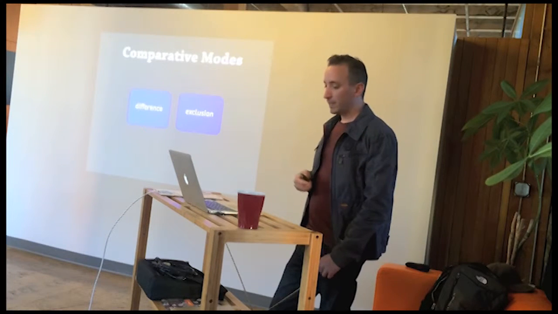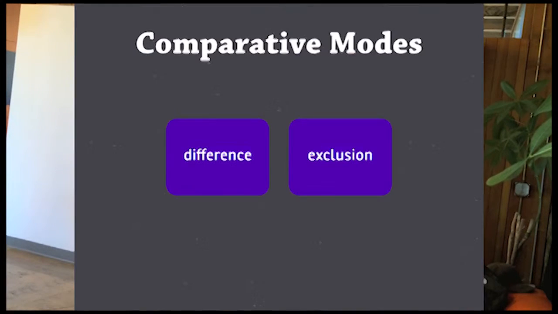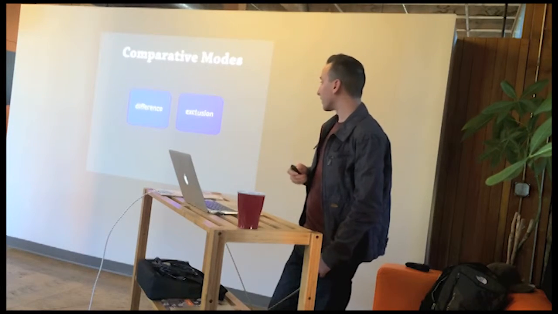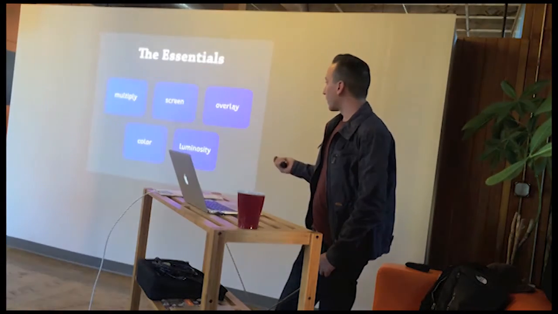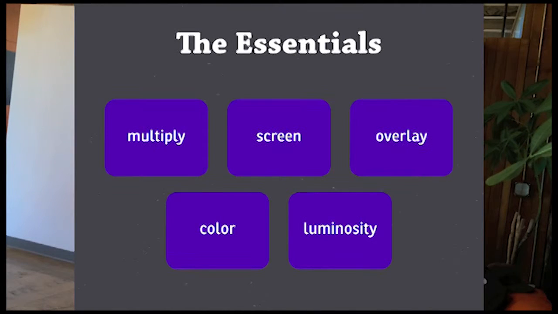So finally, we have the comparative modes. They're a little bit weird. You probably won't use them that often, but they're often used to compare and align two images. I don't think I've ever used exclusion in my entire life. And therefore, these are what I would call the essentials: multiply, screen, overlay, color, and luminosity.